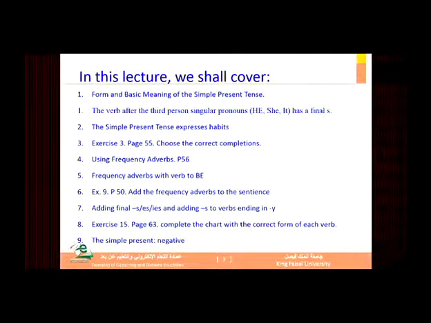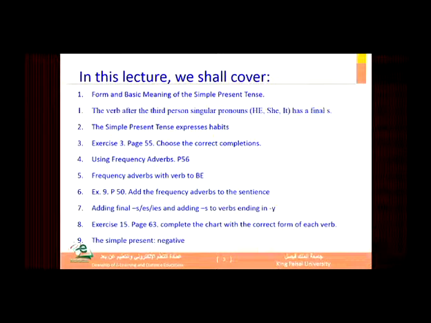Our 4th section will be talking about the using of frequency adverb. Then we will deal with adverbs used with the verb to be and try to compare verb to be, or basically sentences with verb to be and sentences with main verb, real ordinary kind of verb. Towards section number 6 we will deal with exercise number 9 on page 50.